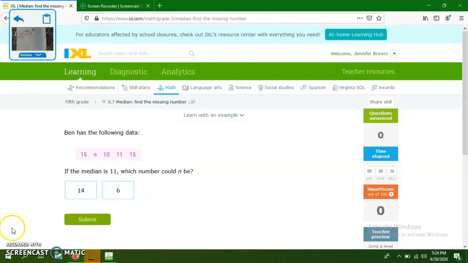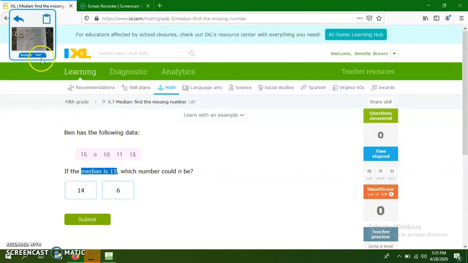So I have a 10, 11, 15, 15, and then my blank. I can't really plug my blank in anywhere just yet because 14 or 6 would be in two different places. What I can make note of is that my median needs to be 11. So I'm going to put that on my paper to know that that is the goal I am looking for. And my choices are 14 or 6.